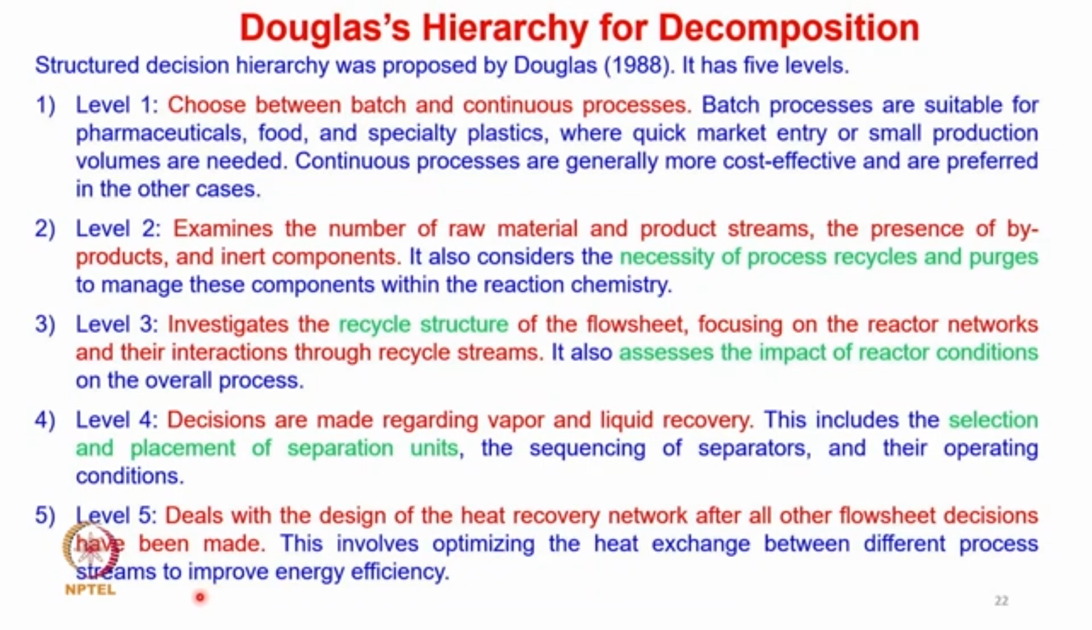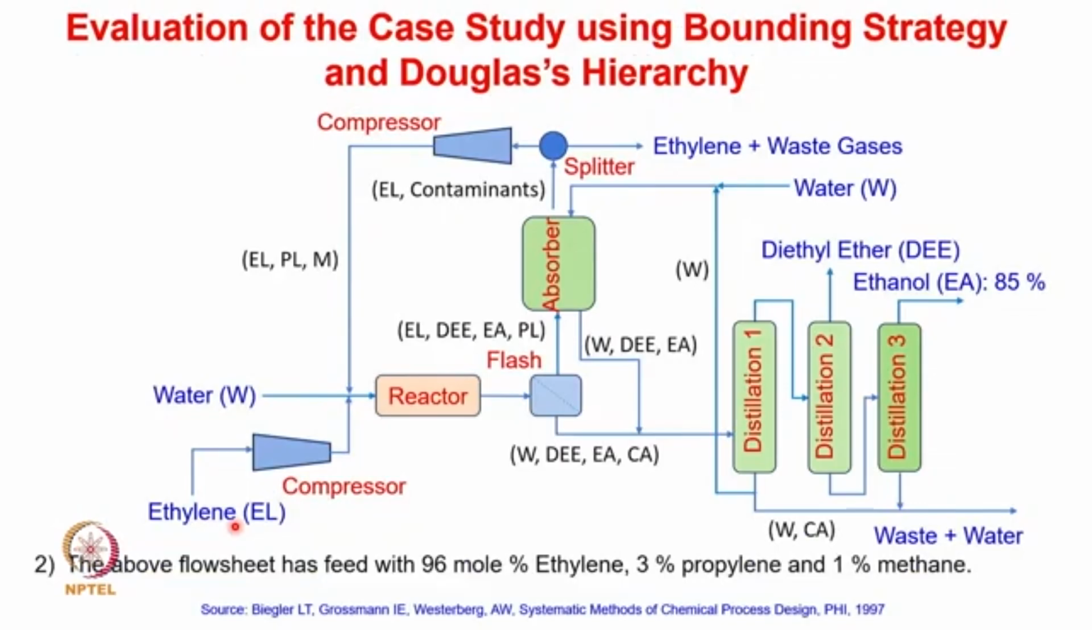So this entire methodology given by Douglas, we are going to evaluate on the same case study which we have studied so far. So let's look at this case study again. This is the same case study we have started. In this particular case study, you can see that this flow sheet is primarily for the case when the ethylene has a purity of 99.996%. But in the given problem statement, the ethylene feed has 96 mole percent ethylene, 3% propylene and 1% methane. So how to accommodate this actual flow sheet for this changed feed condition is what we are trying to understand.